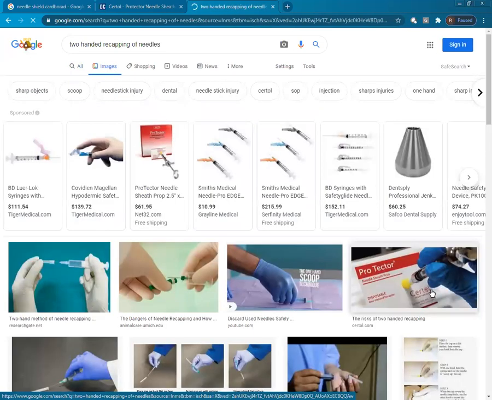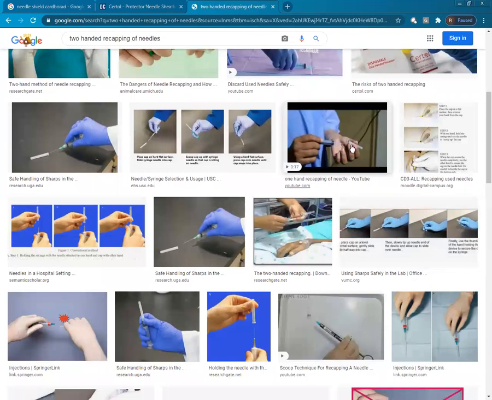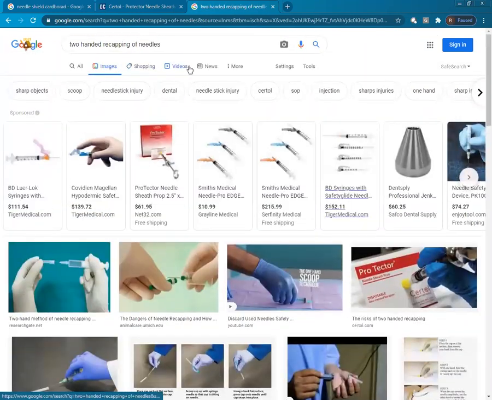Let's see here. You never want to do this. Good Lord, this gives me anxiety. No gloves, recapping a needle. Let's see if we can find a video real quick.